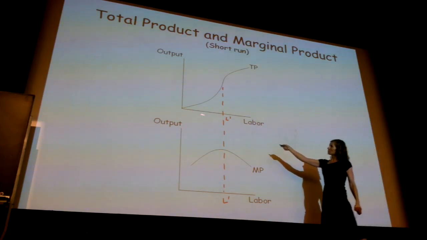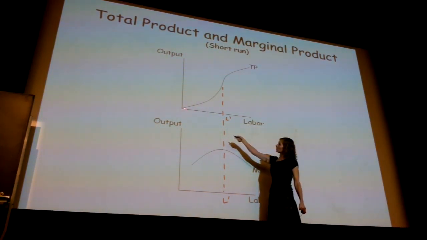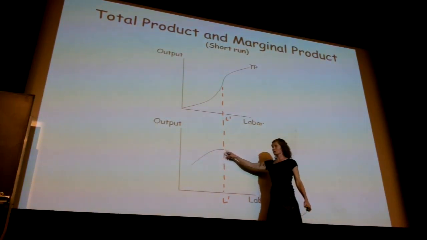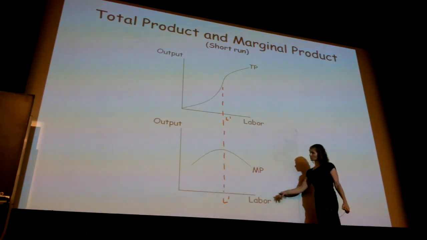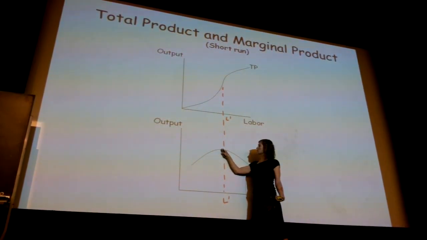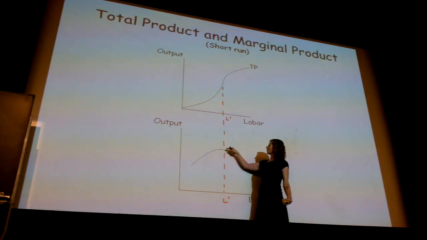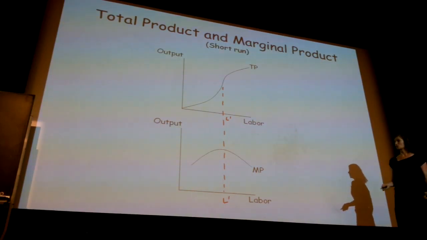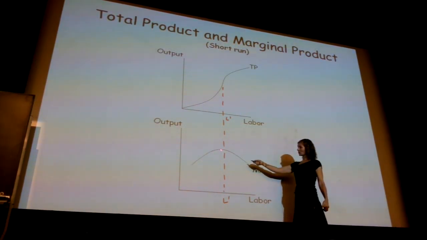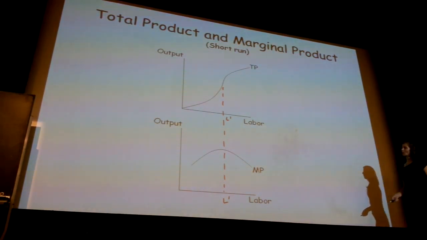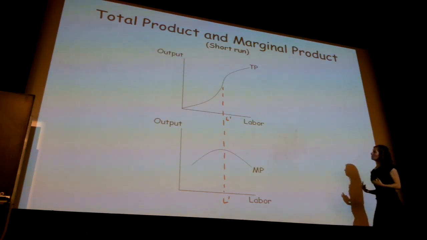We know that up until this inflection point that happens at L prime here, the marginal product of labor is increasing. So as I hire additional workers, the additional output that each worker brings to the firm is increasing. Then I hit this inflection point, and the marginal product of labor starts to decrease because of diminishing marginal returns. So we have specialization going on here, and diminishing marginal returns in this region. That's the graphical link between total product and marginal product.